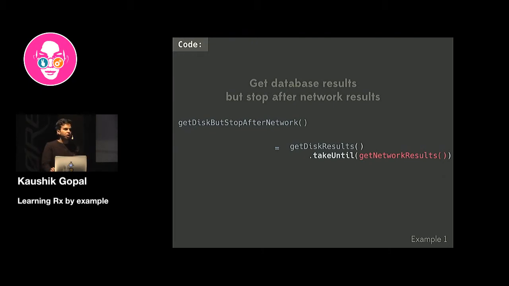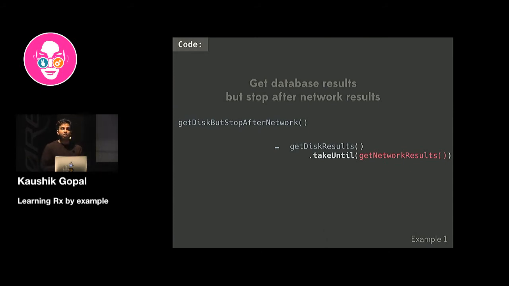What's my problem with the merge operator? Well, it so happens that when the database sends results down, well, that's fine. But the minute I have my network observable also sending down results, essentially what I want is I want the database to stop emitting data, right? So let's try to just solve that mini problem set to begin with.